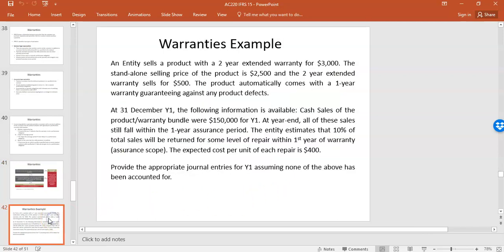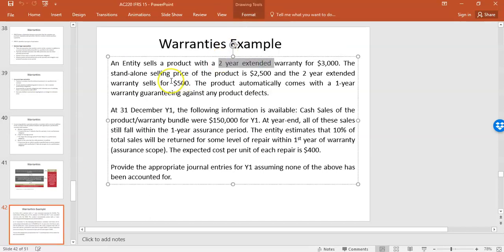So it's probably best illustrated by a small example. So you have an entity that sells a product with a 2-year extended warranty. Right? Standalone selling price of the product is 2,500. The 2-year extended warranty is 500. So actually here there's no bundle discount. The two standalone prices added together come to the bundle price. But the point is we have the relative proportion of each one that's there.